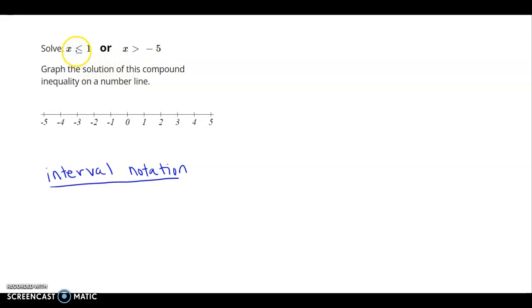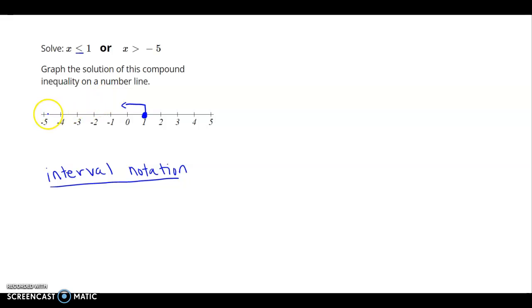Okay, so x is less than or equal to 1 first. So at 1, we're going to have a closed circle because it's equal to, so it's including. So we'll have a closed circle here. So x is less than or equal to 1, and so we're going to be going this way all the way to infinity. Okay, because x is all the values that are smaller than 1.